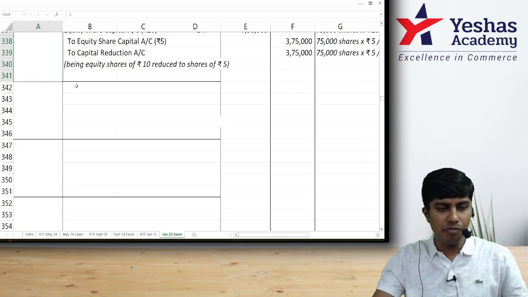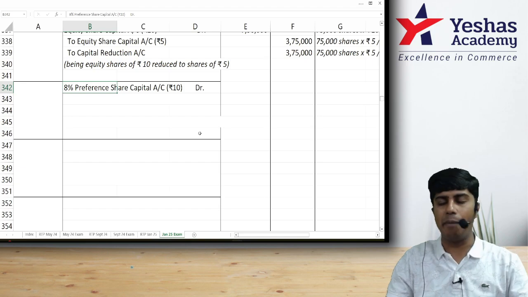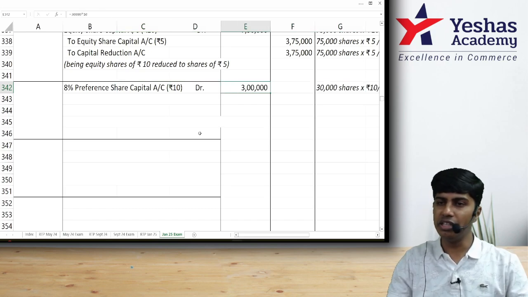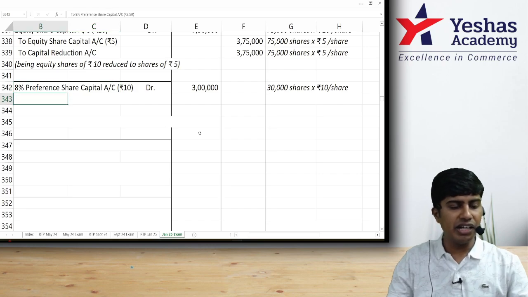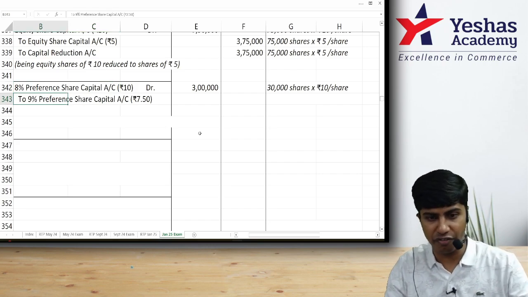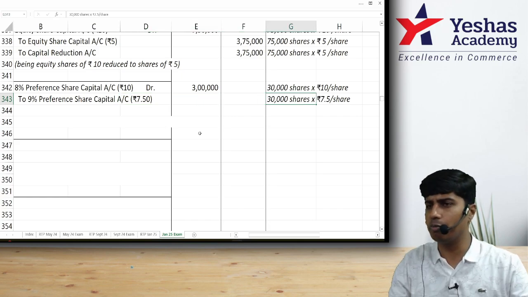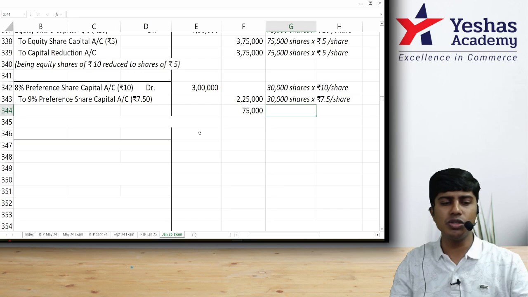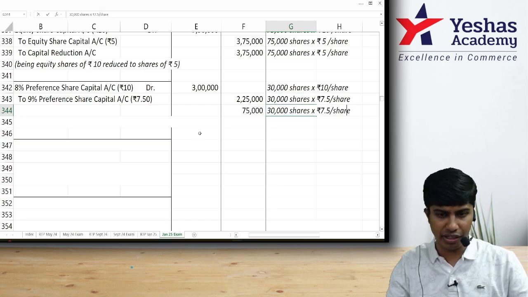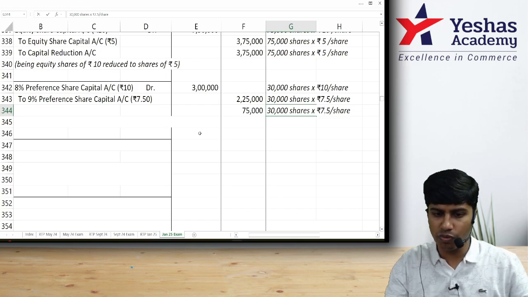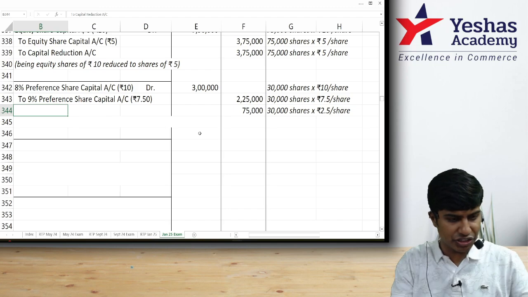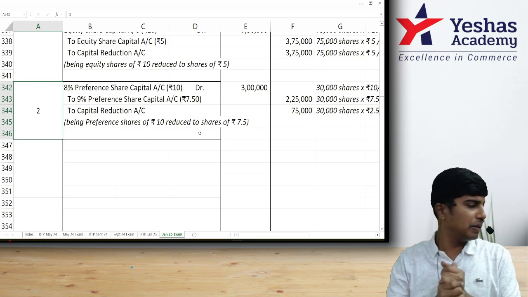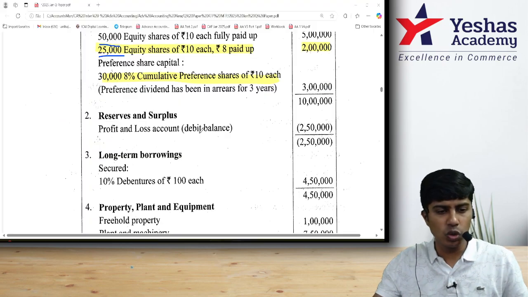The journal entry will be: debit 8% preference share capital account, shares of 10, which is 30,000 into 10. This will be 3 lakh. Credit will be 9% preference share capital of 7.5. The number of shares is the same, 30,000 into 7.5, which comes to 2,25,000. Balance 75,000, that is 30,000 shares into 2.5 per share, which is the reduction, will be transferred to capital reduction account. This is adjustment number 2, and we have successfully completed it. Can we go to the third one?